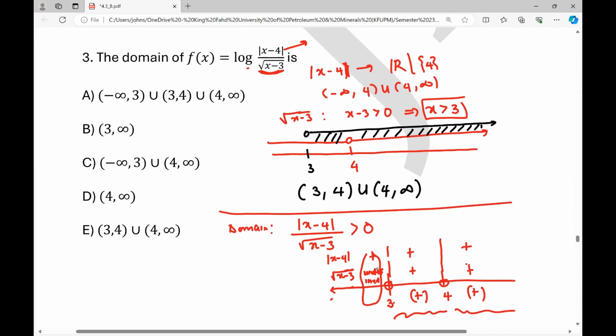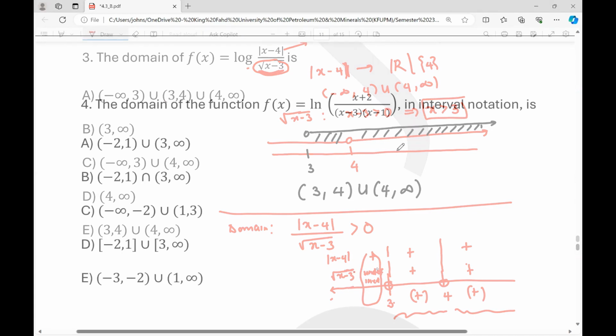All right. So let me explain this intersection again. You see here, this is absolute value. So you consider the domain of the numerator and you consider the domain of what? The denominator, right? And just find the intersection. Okay.